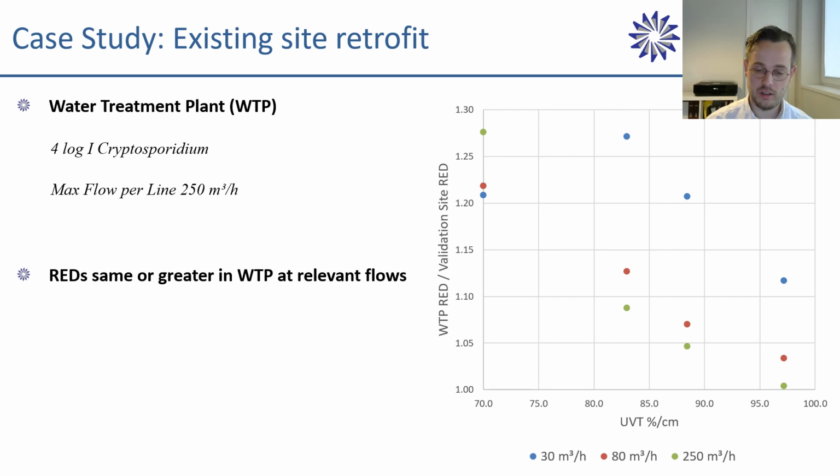Now, having done that, we had to confirm that this doesn't affect the dose delivery in any bad way. So we have run the model in the conditions that this reactor is going to see in that particular site, which is 4 log Cryptosporidium inactivation, and the flow rates per line up to 250 cubic meters per hour. We do a comparison of water treatment plant installation to the validation installation, and indeed we can see that the dose is the same or greater, which is good, and also reassures that the validation installation that we have decided on was actually the most conservative one. So it gives us the ability to do quite flexible installation in the field.